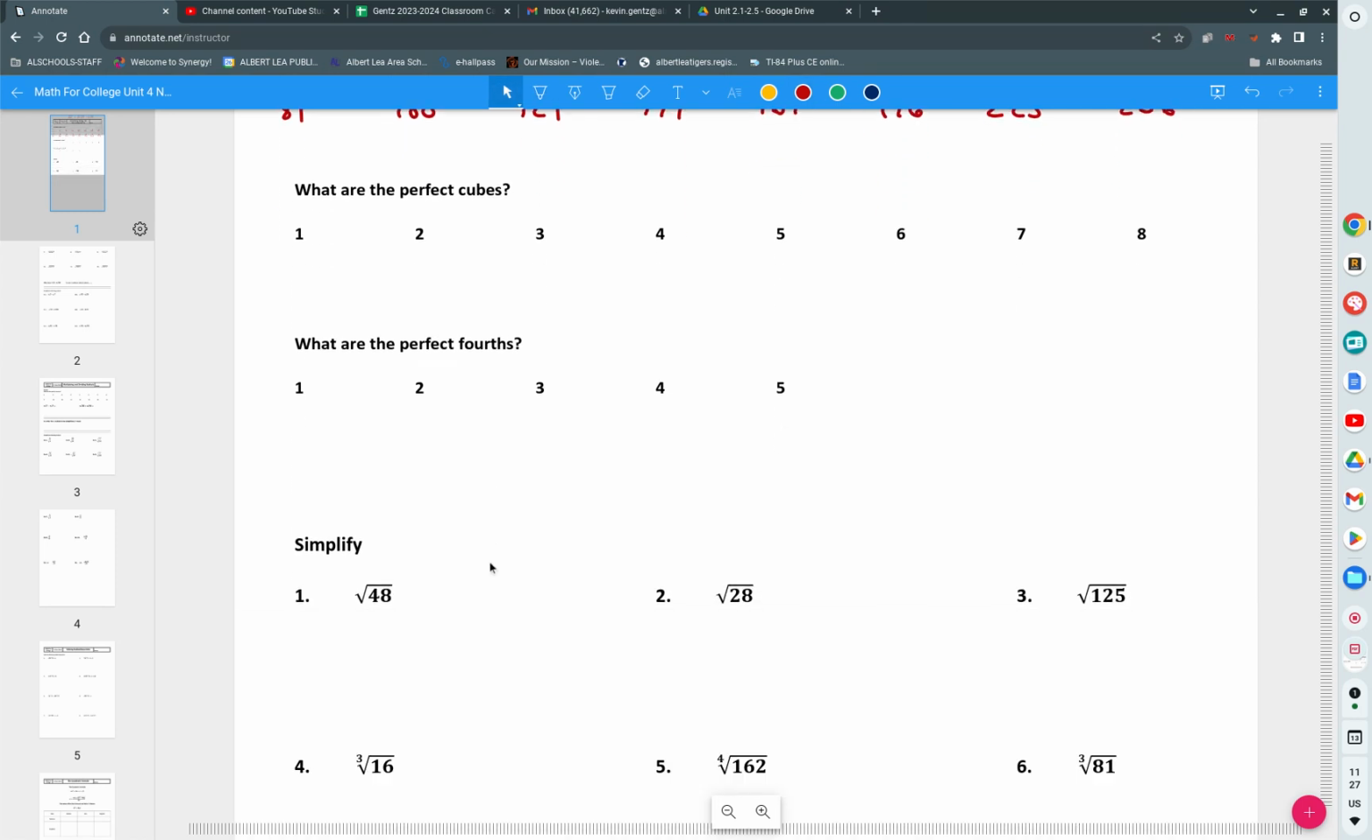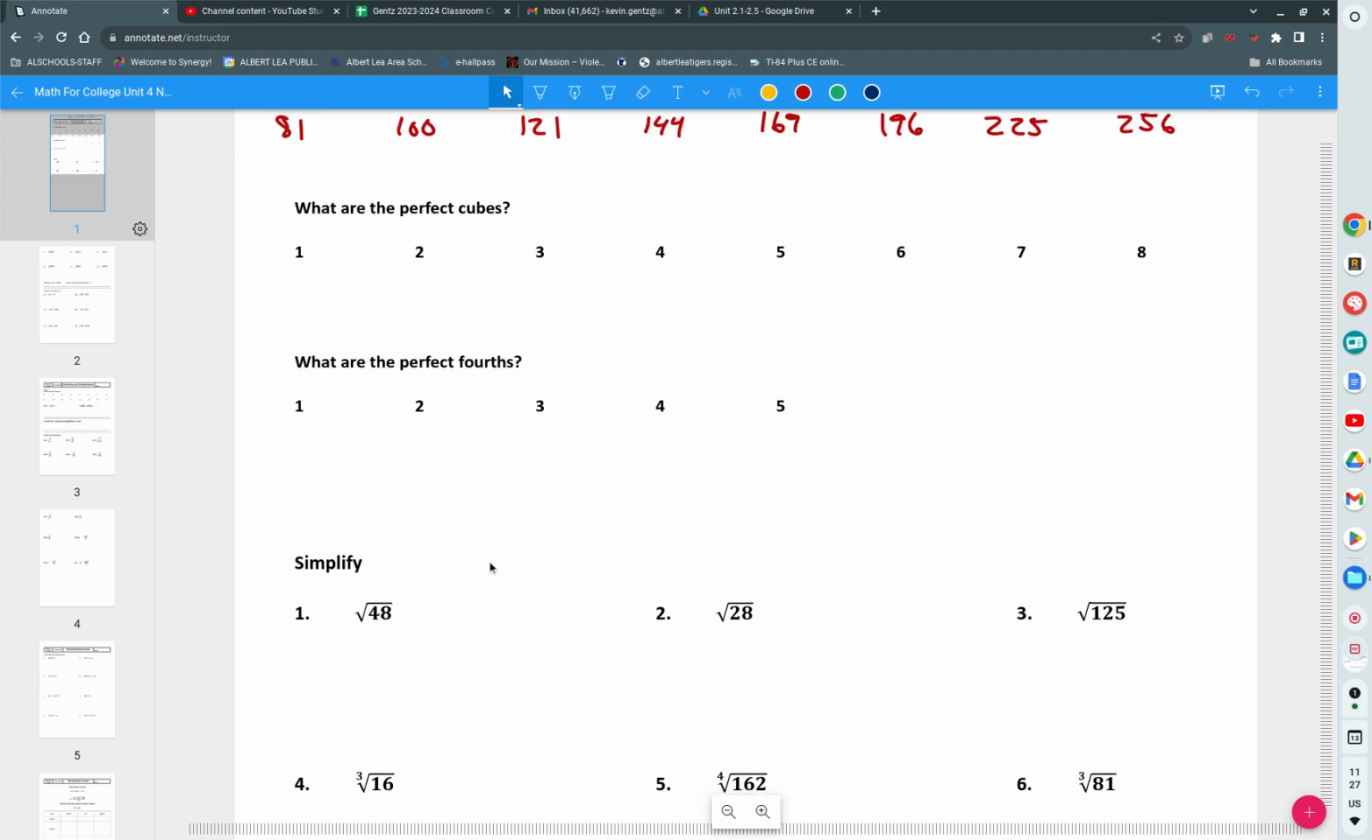We'll move on to the perfect cubes. The perfect cubes, let's start to list those off, okay? So we have 1 cubed is 1. What is 2 cubed? 8. 3 cubed is 27. 4 times 4 times 4 is 64. 125. 216. 343. 512. Did you memorize those? I did 6, 7, and 8 on the calculator.